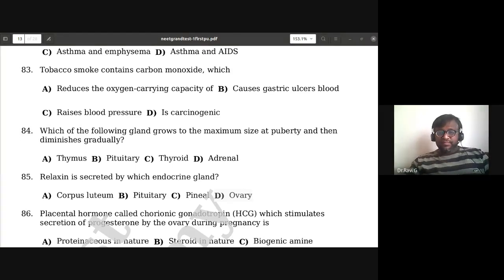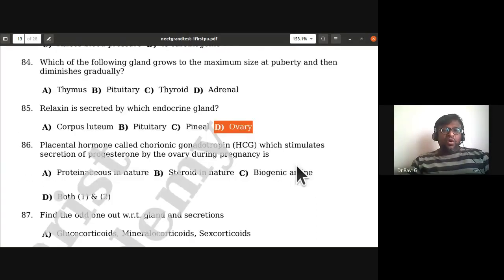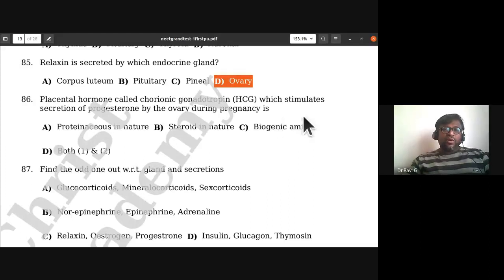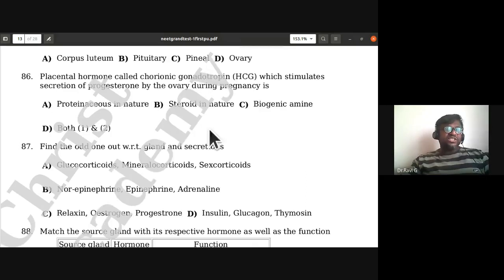Answers. Placental hormone called chorionic gonadotropin (hCG), which stimulates secretion of progesterone by the ovary during pregnancy, is proteinaceous in nature, steroid in nature, biogenic amine, both 1 and 2. So the 86th, it is proteinaceous in nature. So most of the hormones are proteinaceous in nature, including hCG.